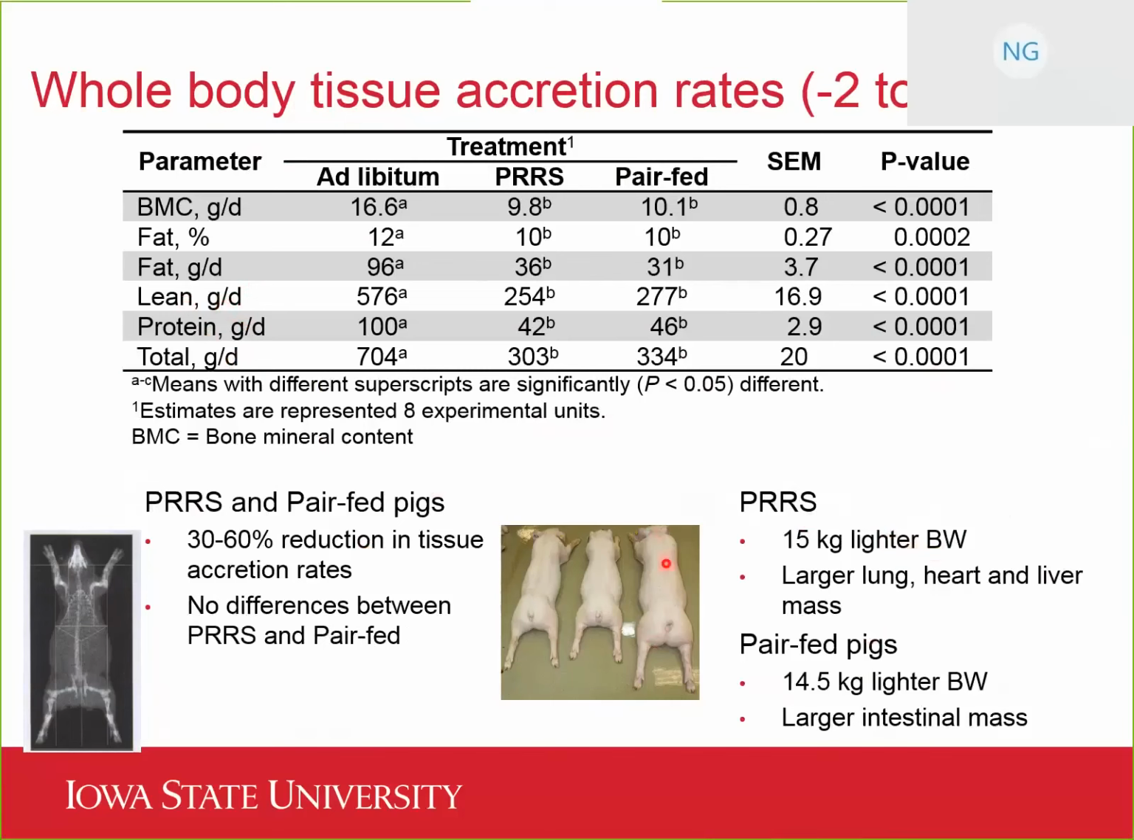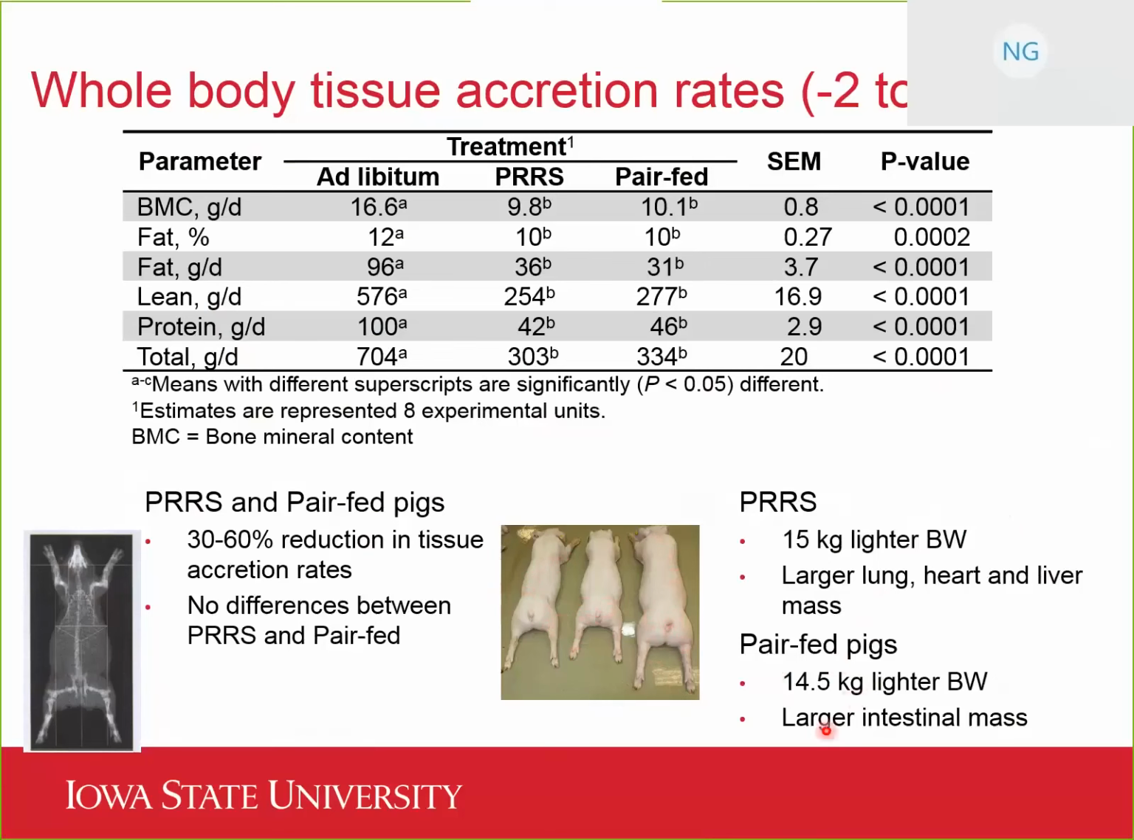So here's our ad lib pig here on the right. If we look at this bottom right picture here, here's our ad lib fed pig, here's our PRRS pig in the middle, and here's our pair fed pig. You can just see these pigs all start off at 10 kilograms body weight, and just over 35 days, there's already 15 kilograms difference. They're 15 kilograms lighter. And our pair-fed pig here is quite similar at about 15 kilograms.